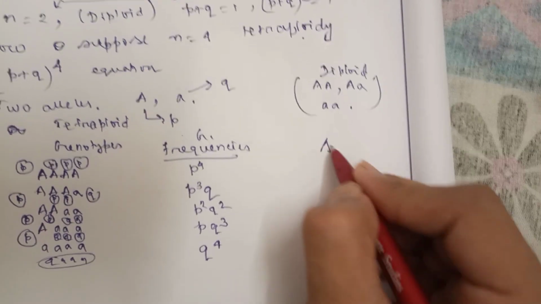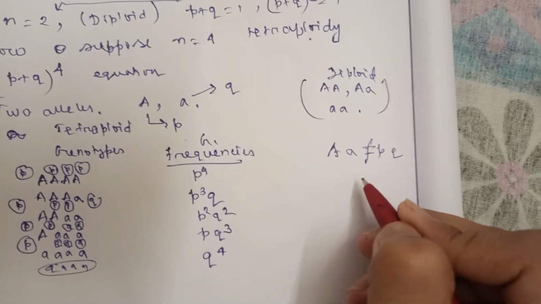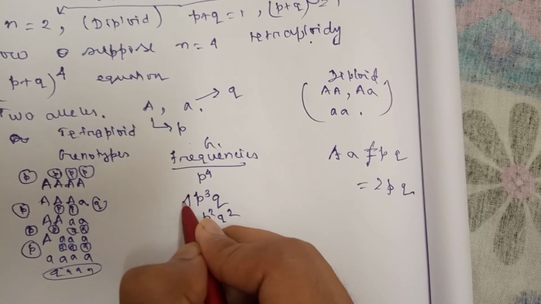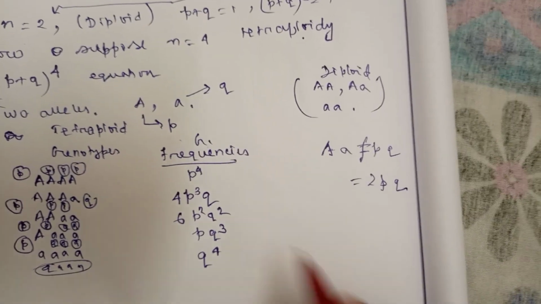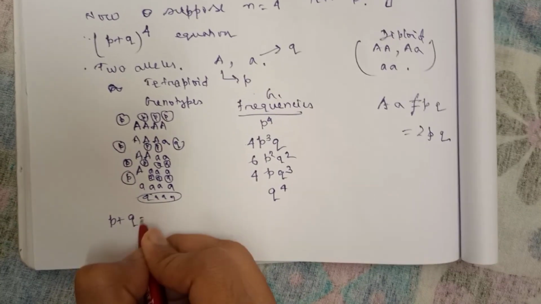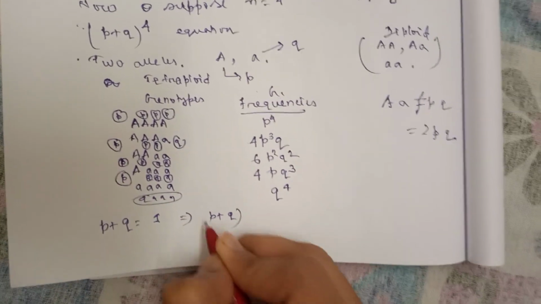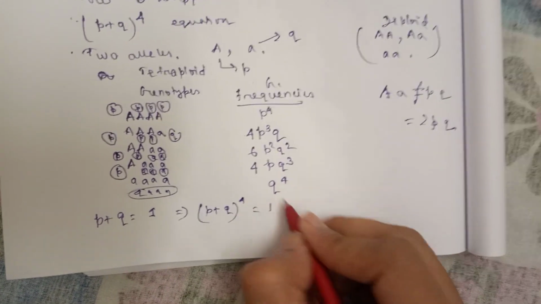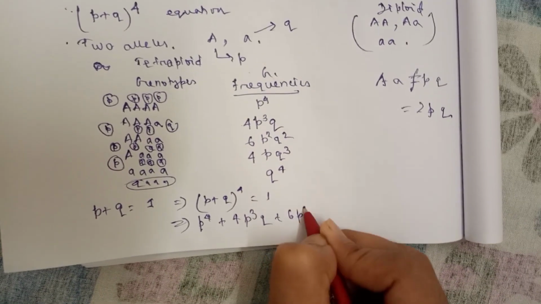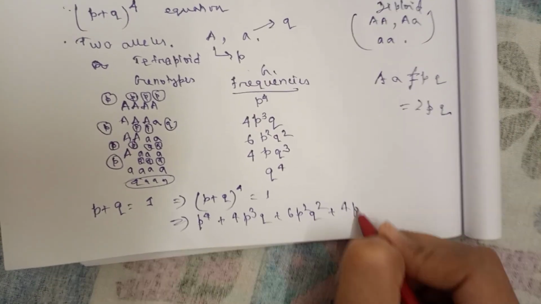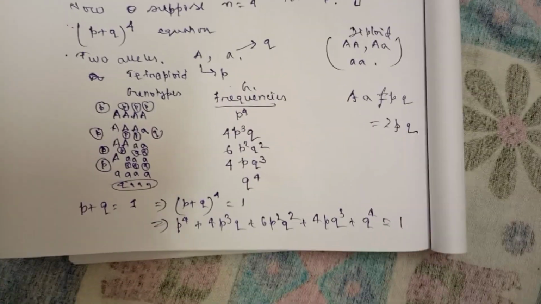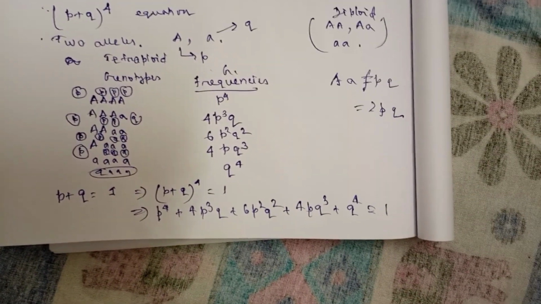But remember, A small a was not PQ, it was 2PQ, right? So here it will be P to the power 4, but it will be 4P cube Q, 6P square Q square, and 4P Q cube. Because here also P plus Q equal to 1. Now you have to do P plus Q whole to the power 4 equal to 1. So you will get P to the power 4 plus 4P cube Q plus 6P square Q square plus 4P Q cube plus Q to the power 4 equal to 1. So I hope it will be useful for you to understand the extension of Hardy Weinberg equilibrium. Thank you, friends.